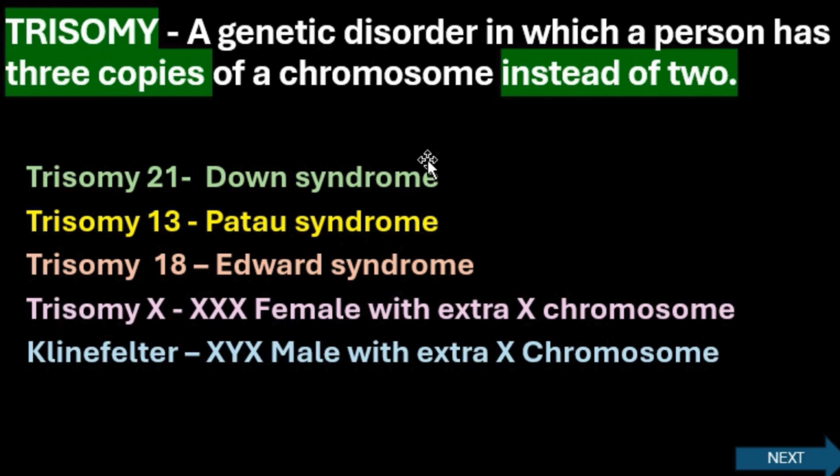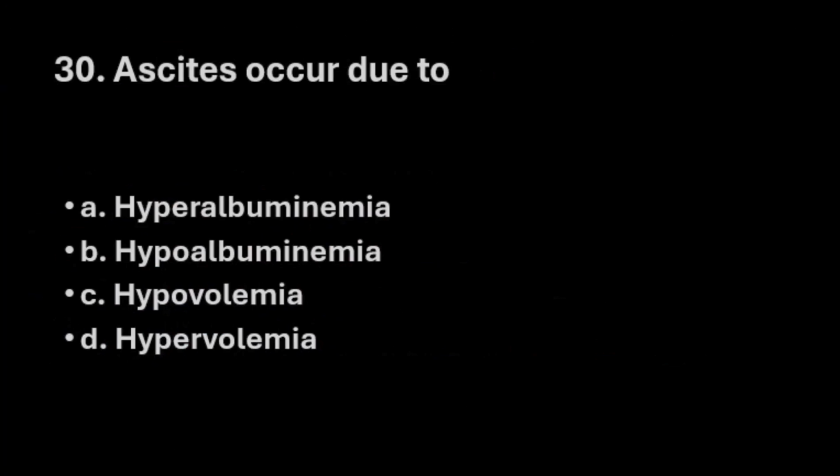Trisomy is a genetic disorder in which a person has 3 copies of a chromosome instead of 2. So normally there are 2 chromosome copies, but here it is 3. The common trisomies: trisomy 21 is Down syndrome, as we already mentioned in the question. Trisomy 13 is Patau syndrome. Trisomy 18 is Edwards syndrome. So 13 is Patau and 18 is Edwards. Trisomy X is XXX, a female with an extra X chromosome. Klinefelter syndrome is XXY, a male with an extra X chromosome.